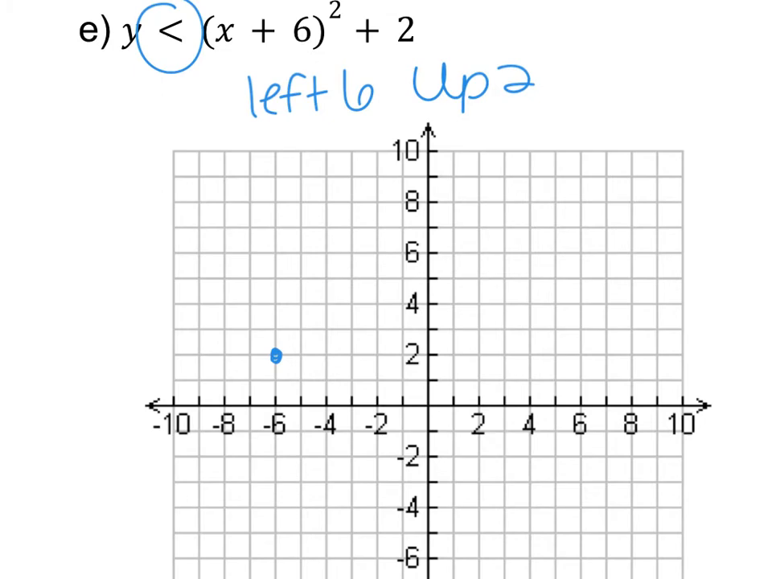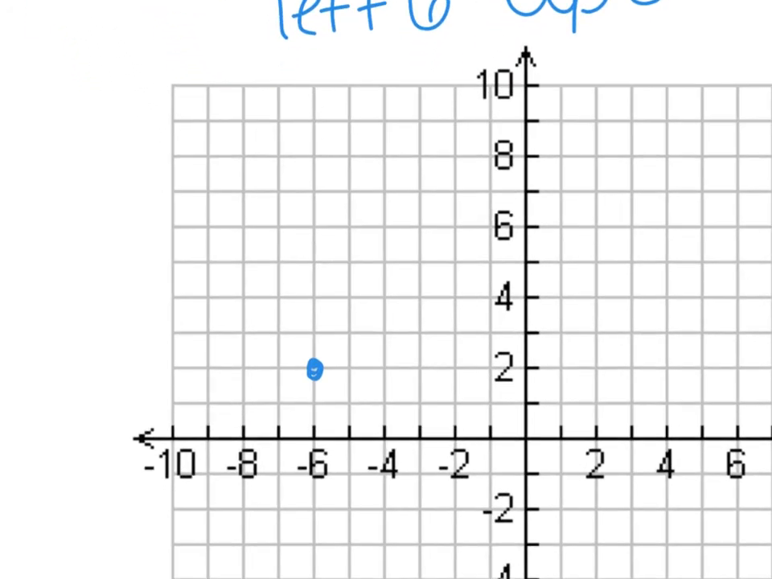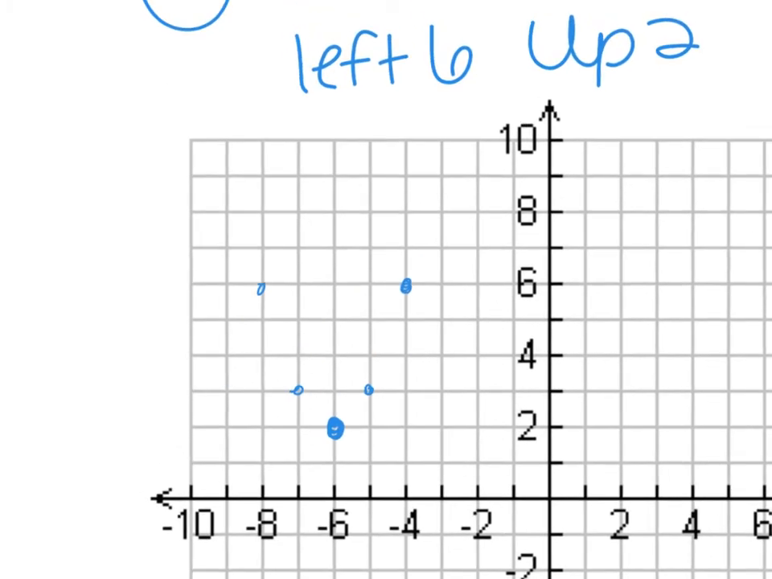There's no shrink or stretch, so it's just like the parent function, but just shifted. So up 1, over 1, both directions, over 2, up 4, and I think we can fit it, over 3, up 9. Okay, and then remember I said this is a dashed line.